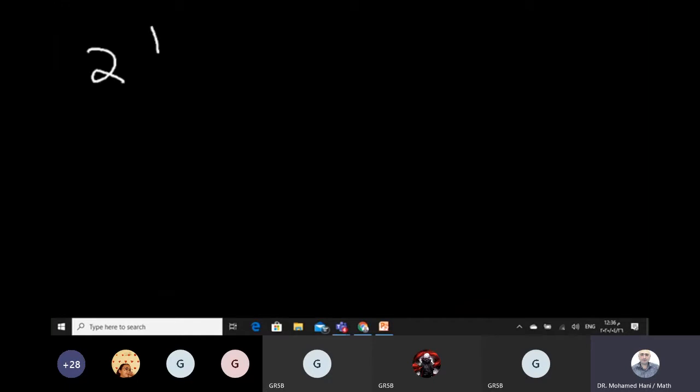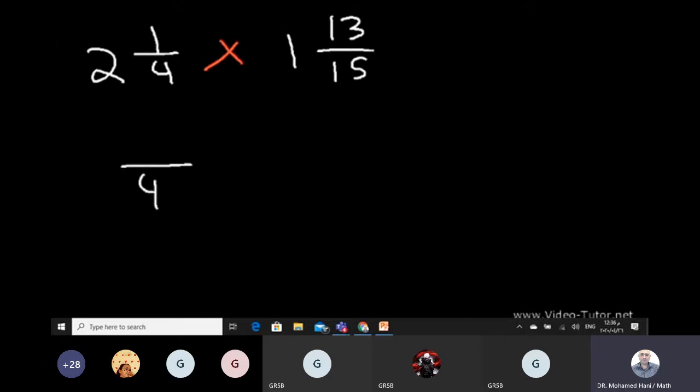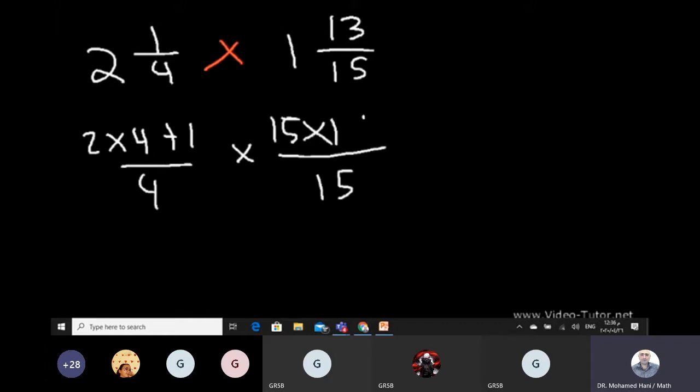Let's multiply 2 and 1/4 by 1 and 13 over 15. So what's 2 and 1/4? Let's convert that to a mixed number. I mean, not a mixed number, but an improper fraction. So it's going to be 2 times 4 plus 1. And for the other mixed number, it's going to be 15 times 1 plus 13. So 2 times 4 is 8. 8 plus 1 is 9. So we have 9 over 4. 15 times 1 is 15 plus 13. That's equal to 28.